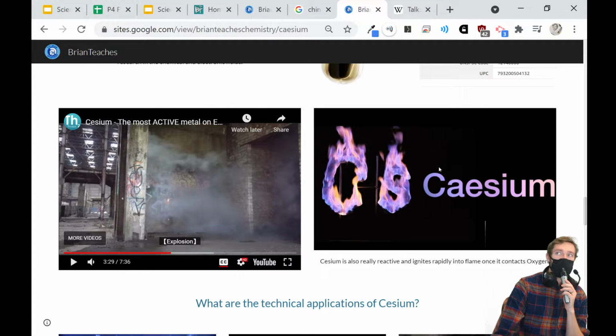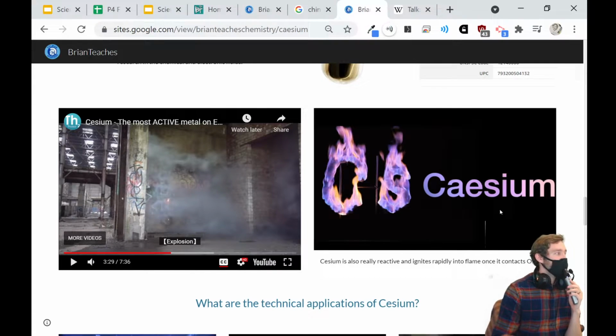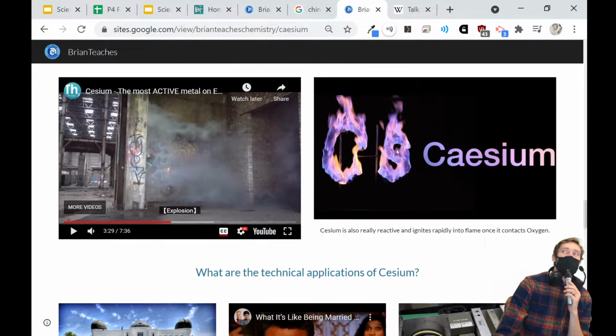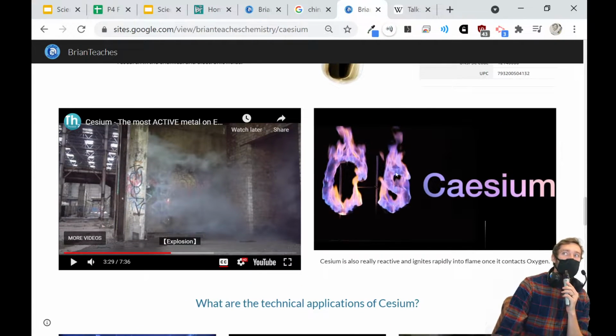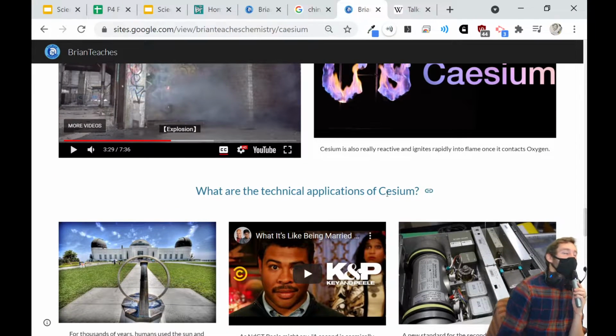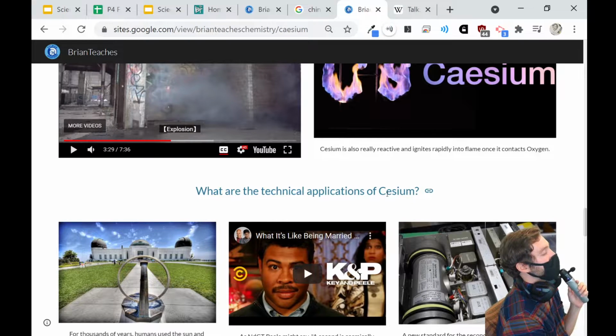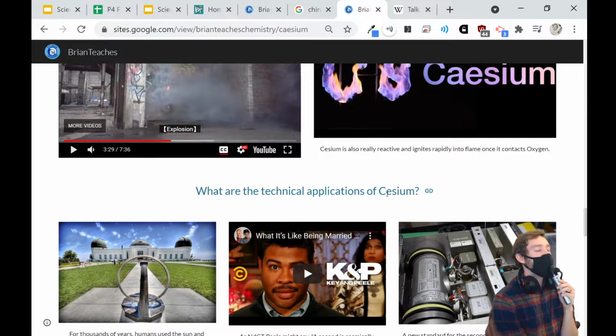That's one reason why it's kind of expensive, because it reacts with a lot of stuff. If you burn cesium, it has this beautiful purple flame. Okay, but why is cesium important for us in society? What is the practical application of cesium?